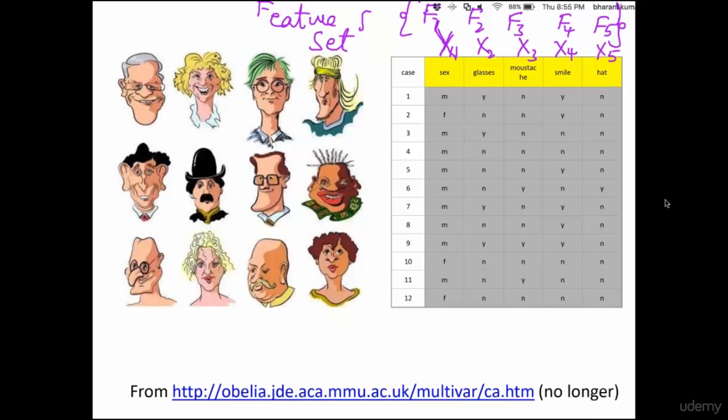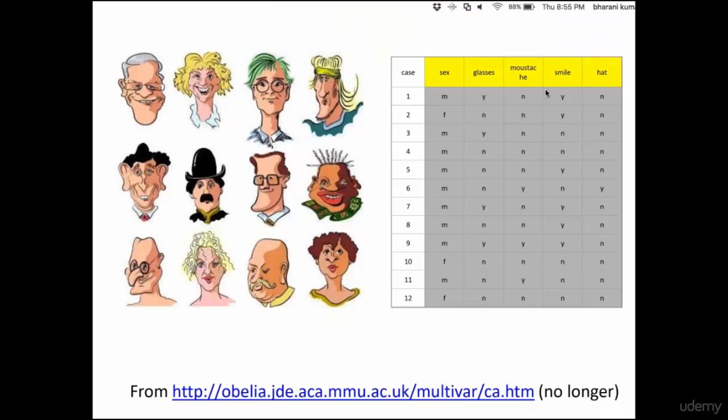Alright, so let me erase this. Now, the question that we need to solve here is, out of these 12 records, what are those records which you want to cluster together? So you have 4 or 5 features, right? Feature 1, 2, 3, 4 and 5. Out of these, what are those records which you want to group or cluster together?